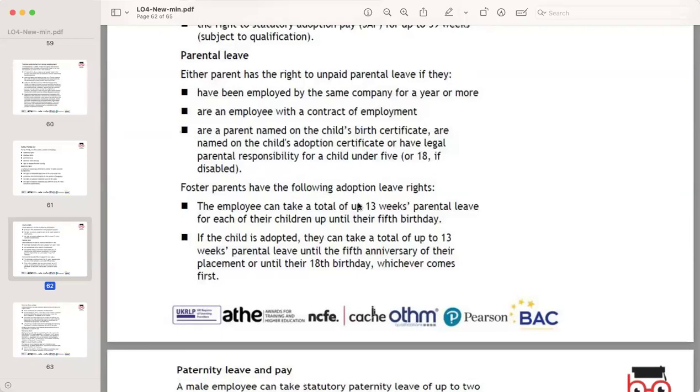Foster parents also enjoy specific leave rights, allowing them to take up to 13 weeks of parental leave for each child up to their fifth birthday. So if the child is adopted, they can take up to 13 weeks of parental leave until the 5th anniversary of placement or until the child's 18th birthday, whichever comes first.